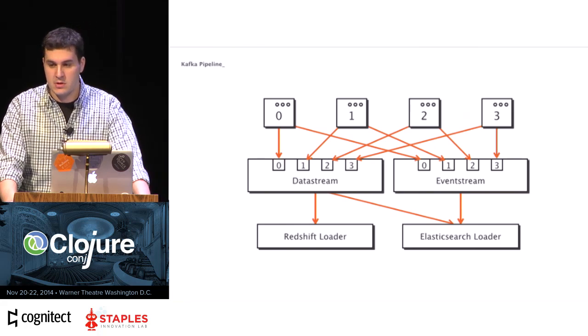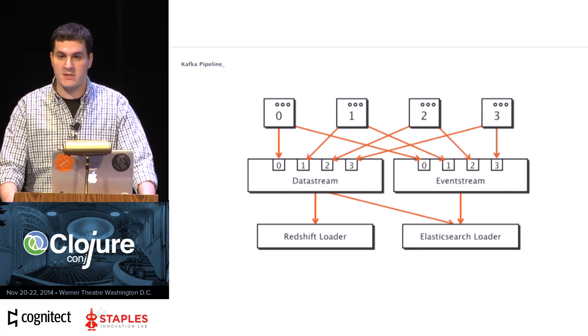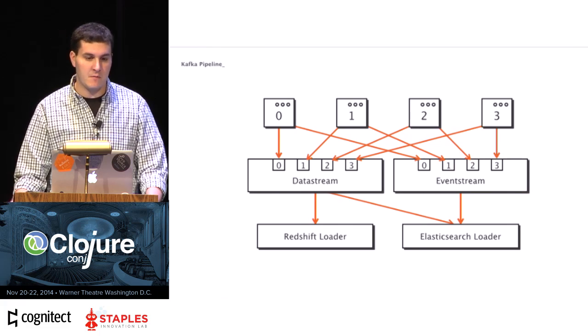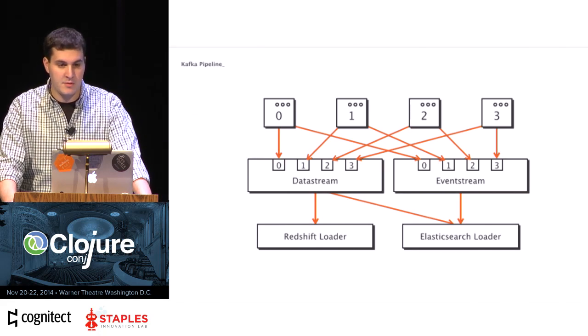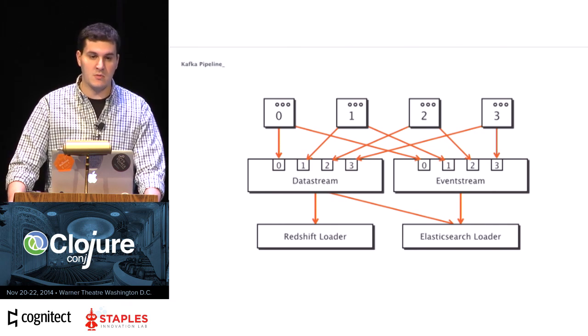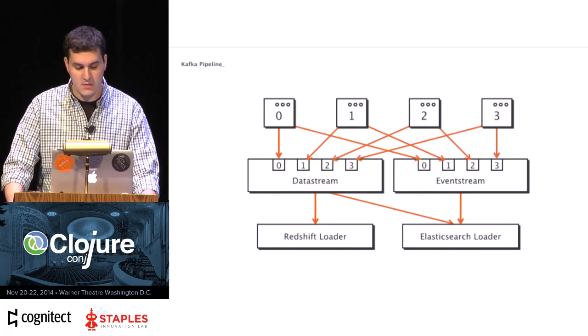We have a data stream and an event stream. So the data stream is basically populated by that database trigger I was talking about before. And by inserting every event from a single shard into a single partition, we can guarantee that the messages for a single database are coming out in the same order they were inserted. So we still get those transactional semantics coming through Kafka.